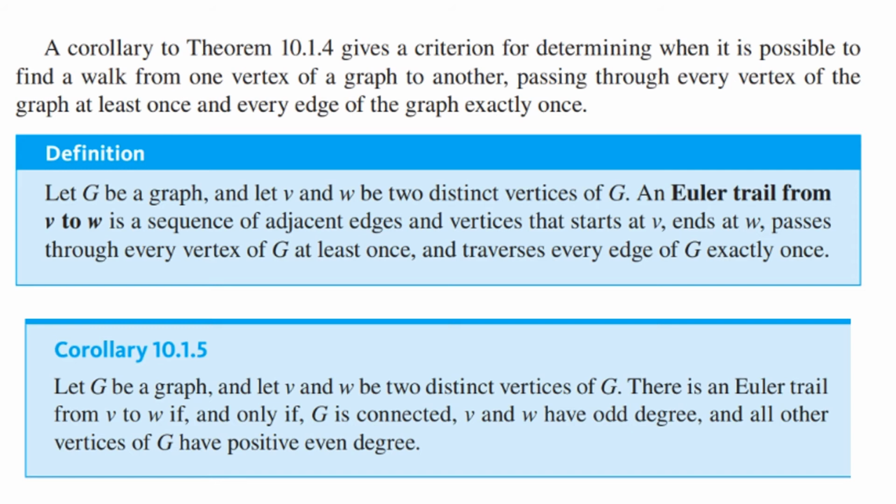So the corollary then is, if you have a graph and let V and W be two distinct vertices of G, then there's an Euler trail from V to W if and only if G is connected, V and W have odd degree because you start and stop there, and all other vertices have positive even degree.